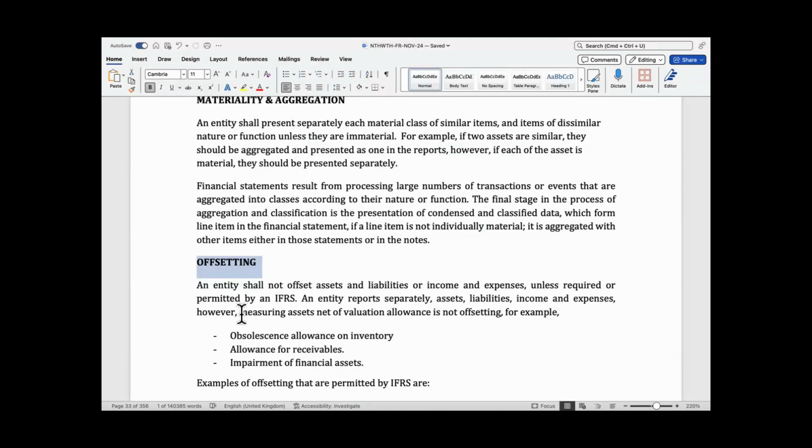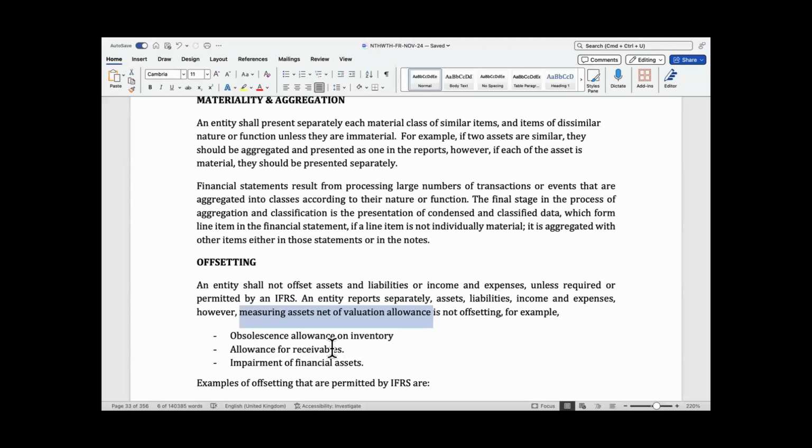However, you need to understand that when we are talking about offsetting, don't mistake it with when we are measuring assets net of valuation allowance. We will do this a lot. Like, for example, we usually remove damaged inventory from our inventory. That is not offsetting, because we just have to remove damaged inventory from our total inventory.